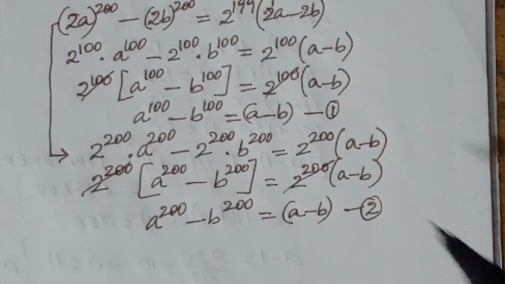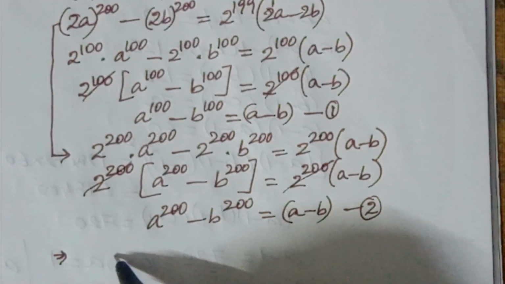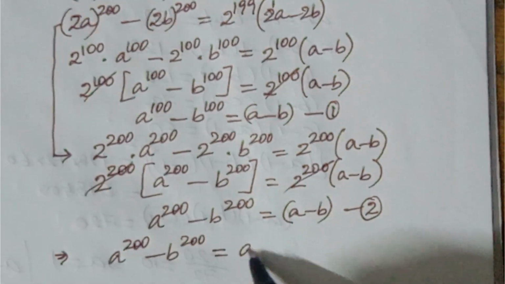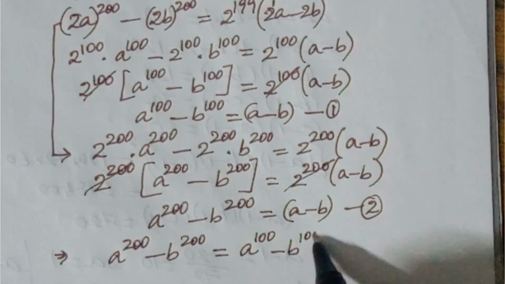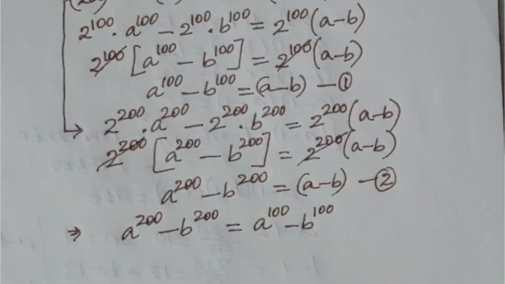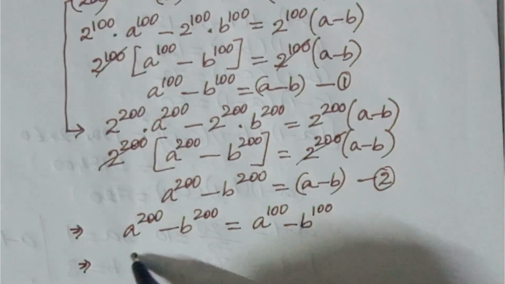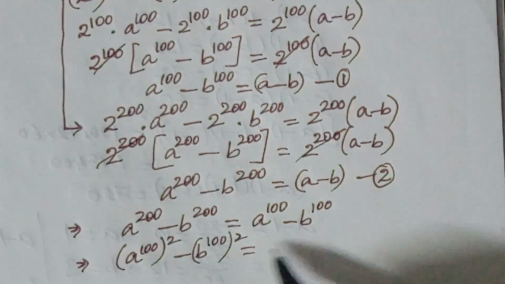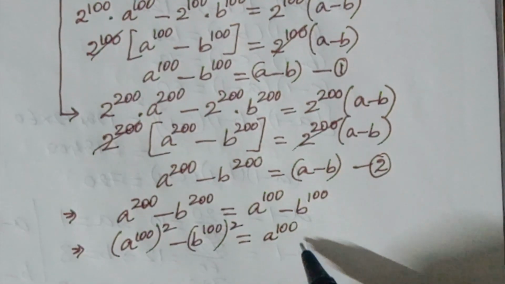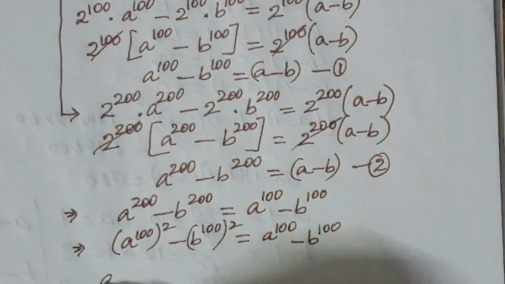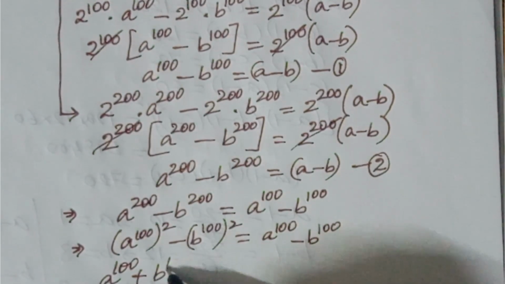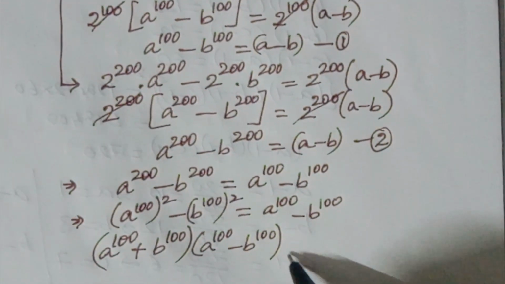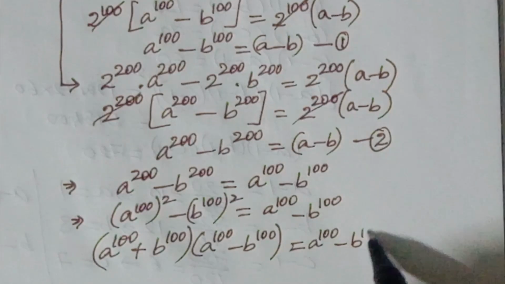So here we got the two equations, both having the same RHS. So we can make the LHS equal: a to the power of 200 minus b to the power of 200 is equal to a power 100 minus b power 100. Now here again you apply the exponent formula. You can write it as (a power 100) whole square minus (b to the power of 100) whole square is equal to a power 100 minus b to the power of 100. Now you can apply the formula a square minus b square: (a power 100 plus b power 100) into (a power 100 minus b power 100) is equal to a to the power of 100 minus b to the power of 100.